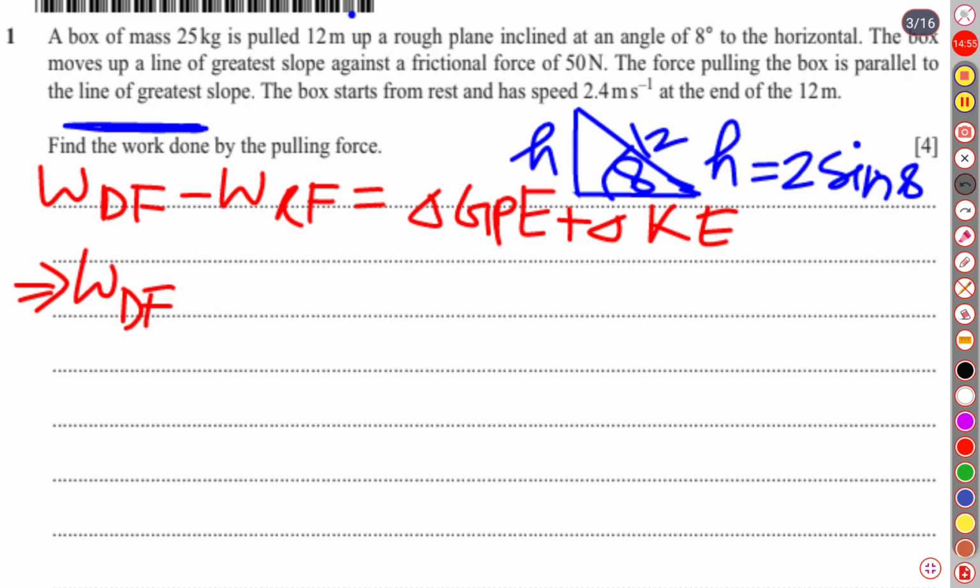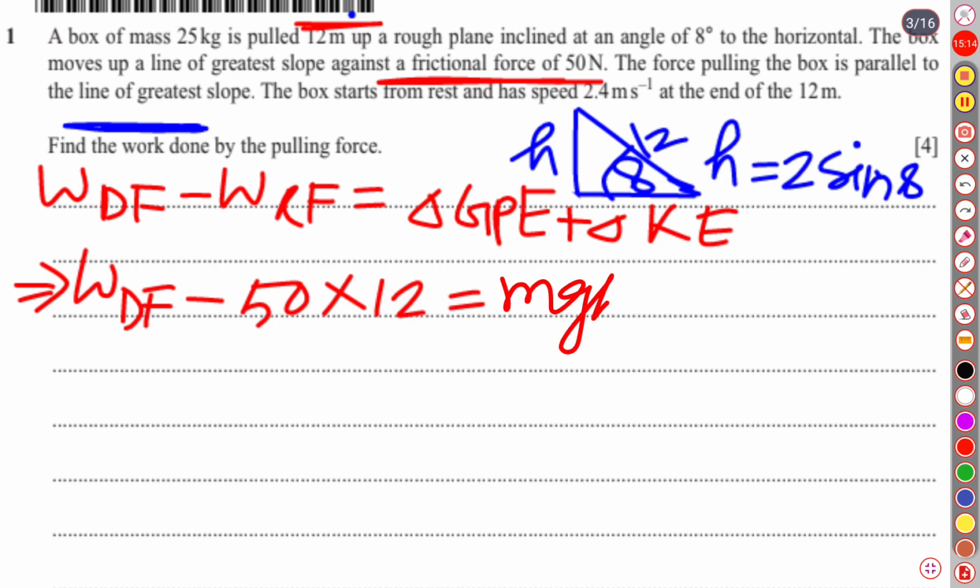We know the work done by the resistance force is F into S. F is equal to what? Let us see the frictional force. The external force in this case is 50, and the displacement it made is 12 meters. So 50 times 12 equals the change in GPE, which is mgh, plus the kinetic energy, which is half of mv squared.